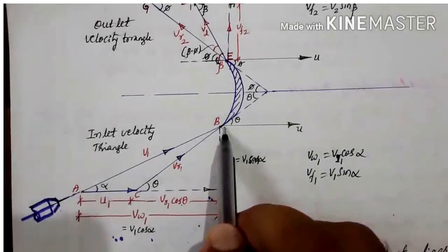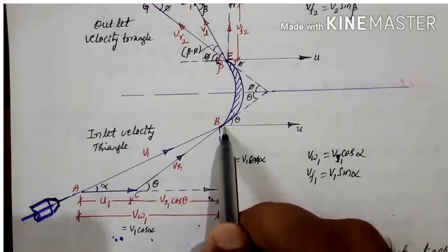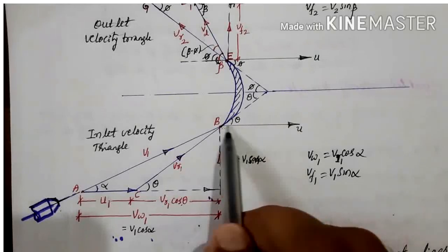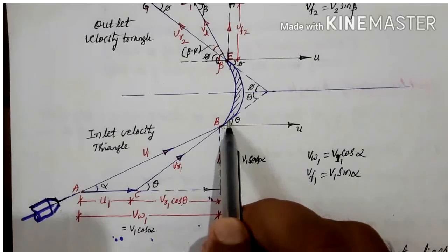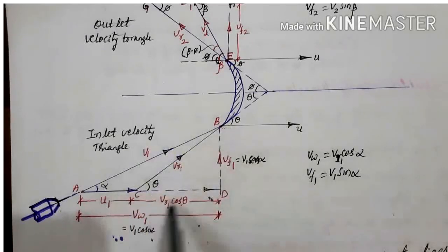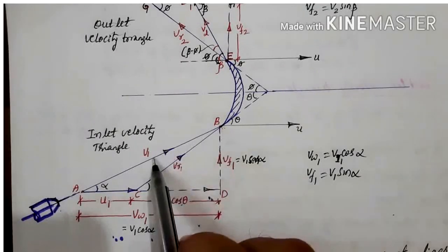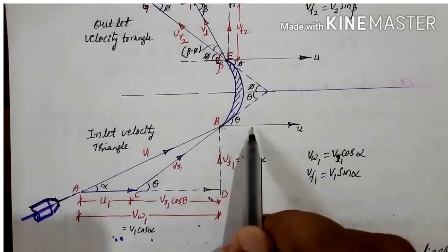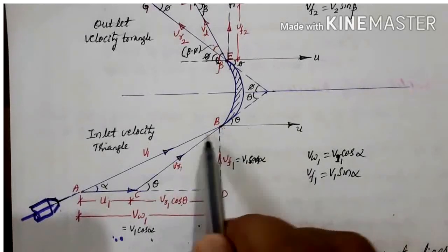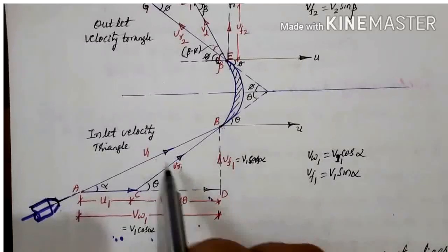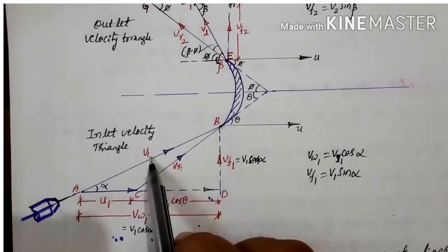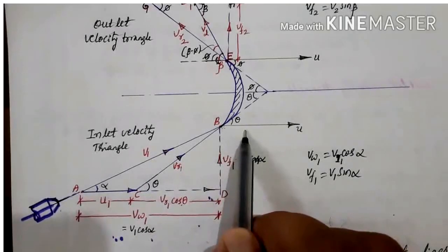Also, the plate is moving in the direction of the jet. Then the relative velocity at inlet will be equal to the vector difference of the velocity of the jet and the velocity of the plate. So the relative velocity to be taken is the vector difference of the velocity of the jet and the velocity of the vane.